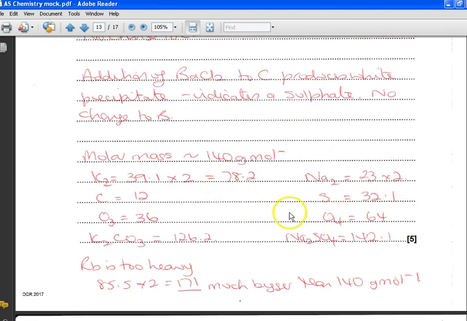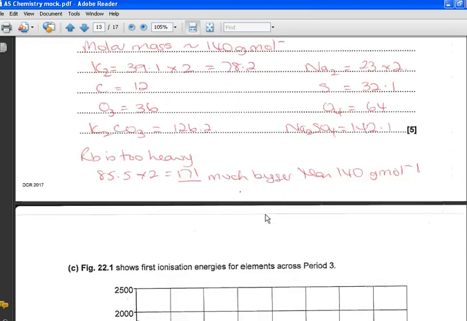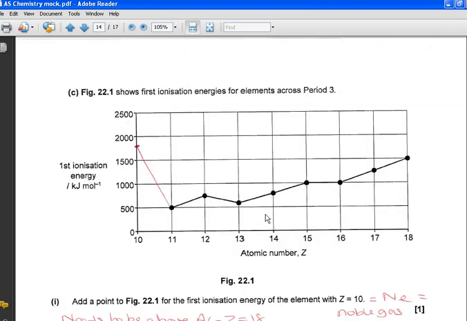Then, you probably only got maybe 2 marks here. At most, maybe 3. You couldn't get all of the marks if you didn't refer to that molar mass.